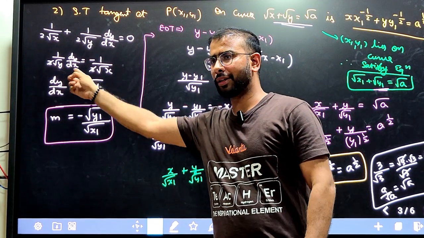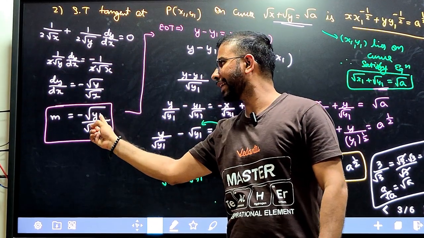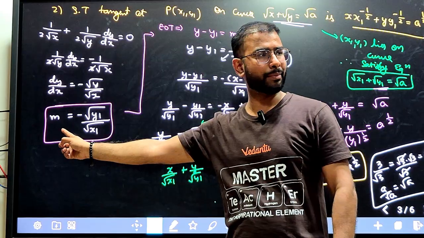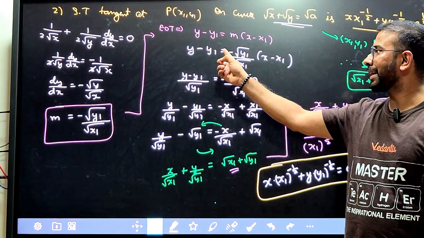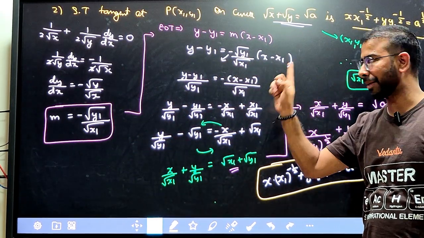Then 2 cancels. Root is multiplied here, and at what point? x1 comma y1. So, this is our slope m. Then y minus y1 equals m into x minus x1. This step is the main step.